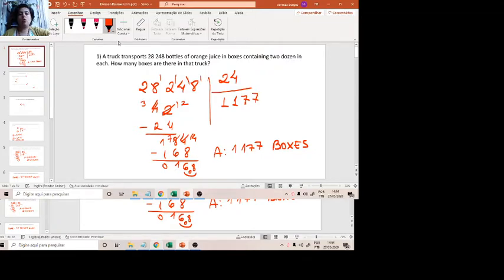So the total of bottles of orange juice is here. 2 dozens is the same as 24 bottles. So I have to take the total of bottles of orange and divide by 24, okay? And this division at the end will give me 1,177 boxes.